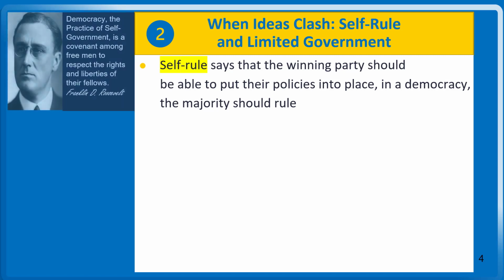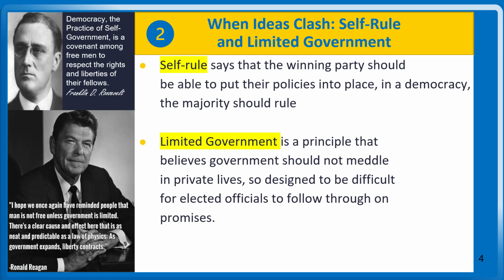But as Franklin Roosevelt observed, "Democracy, the practice of self-government, is a covenant among free men to respect the rights and liberties of their fellows." This means that even in a government of self-rule, there must be constraints upon the actions of the government and those of the citizens who find themselves in the majority.